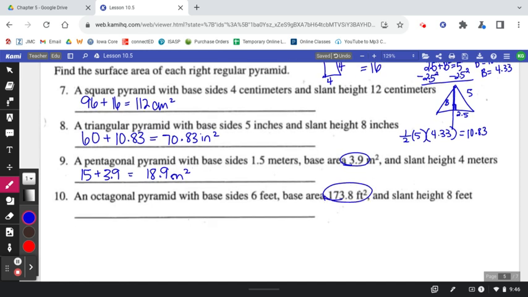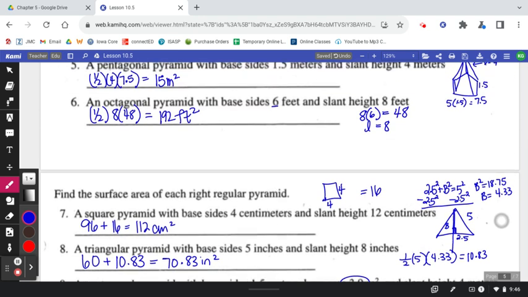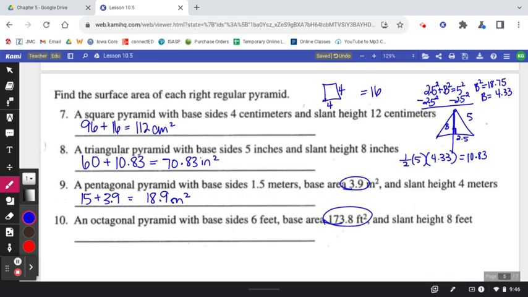And this one, they also give us the base area, which is nice. We found that their sides was 192 feet. So we're going to add in the base, which is 173.8. 192 plus 173.8 is 365.8 feet squared.